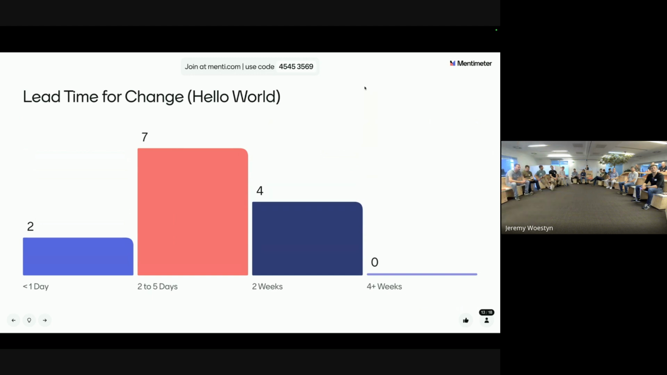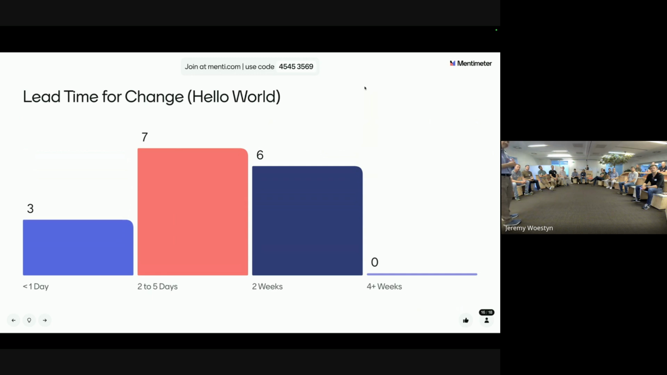Okay, so you can see that the data's coming in here. We got a bunch of you voted. And so I see 2 people with the less than 1 day. Okay, that's super interesting. I see people in the 2 to 5 day range, and I see some people in the 2 week range. No one picked the 4 week range. Okay, that's okay, because one time I did this, and the customer was like, "I'm sorry, but it's 6 weeks, so can you add another column?" It's like, no, just 4 plus.